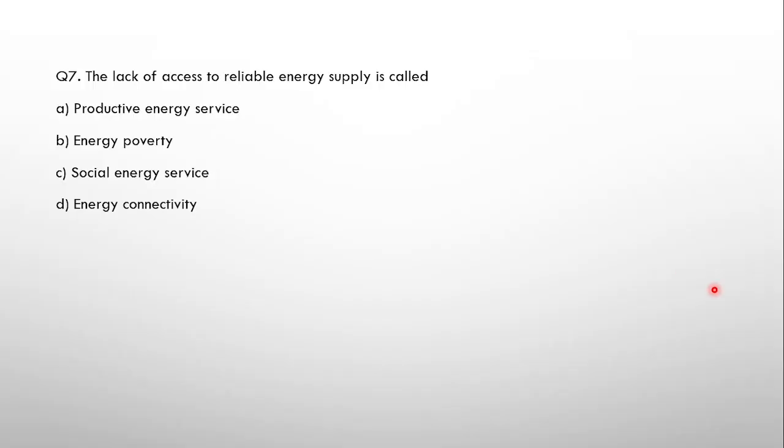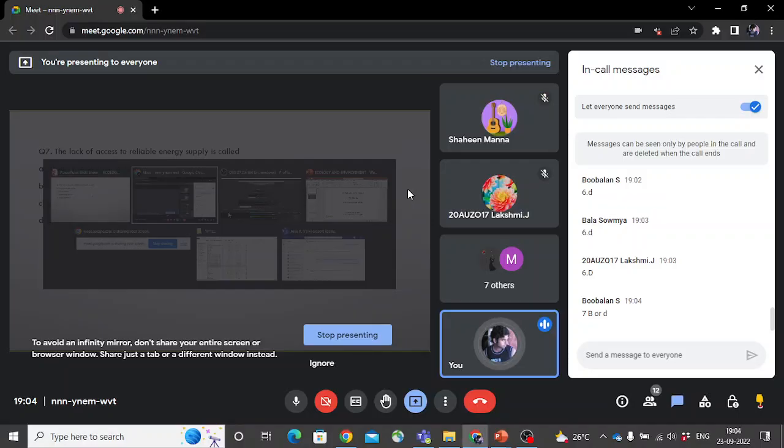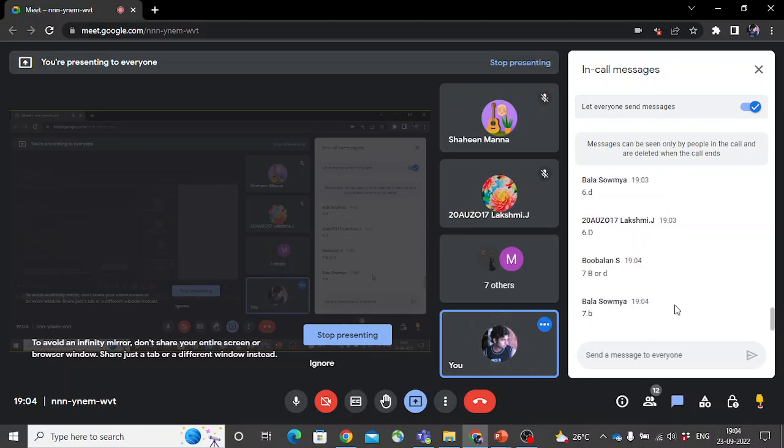See, this says lack of access to reliable supply, right? So there's only one right answer here. Yes. Okay. So lack of access is energy poverty. That's it. The energy connectivity is different. When you have access to, that's exactly the opposite, right? All right.